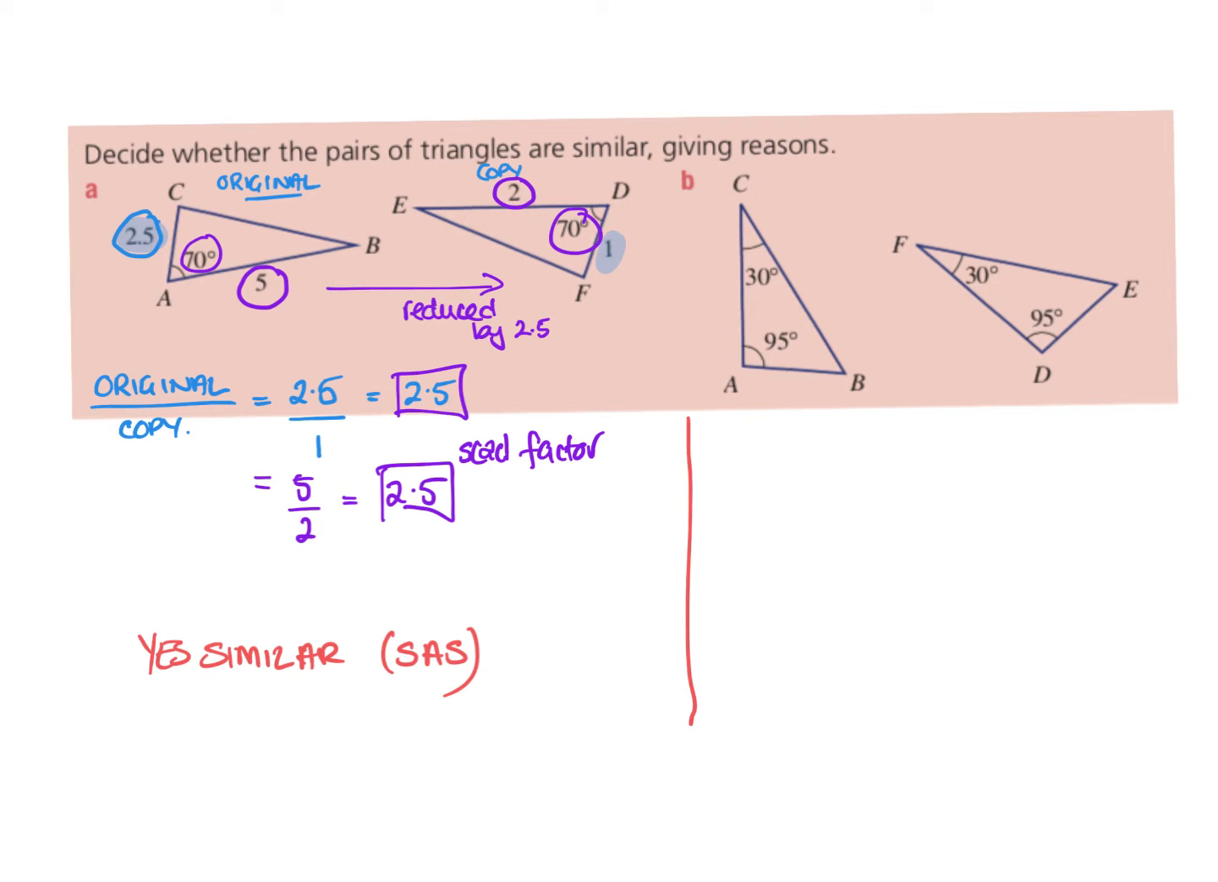So if we look at this, if this is 30 and this is 95, we know that the last one has got to add up to 180. So what would that one be? That'd be 55. 55. But because these two are both the same, that's going to be 55 too. So are these ones similar? Yes. And why? Angle, angle, angle. All right, awesome. A couple more.